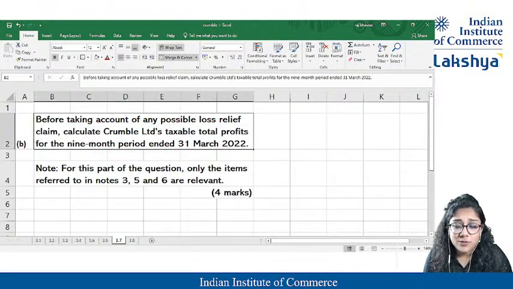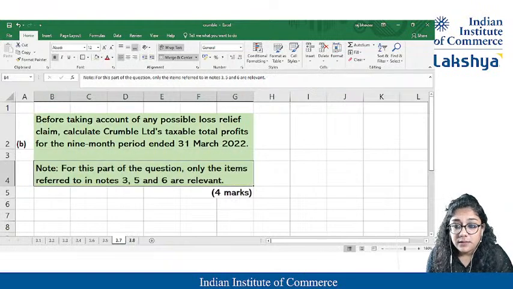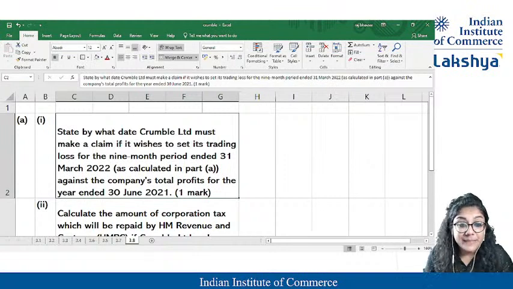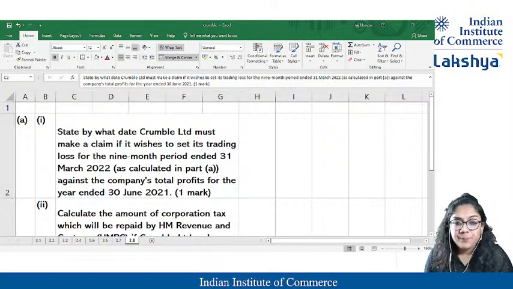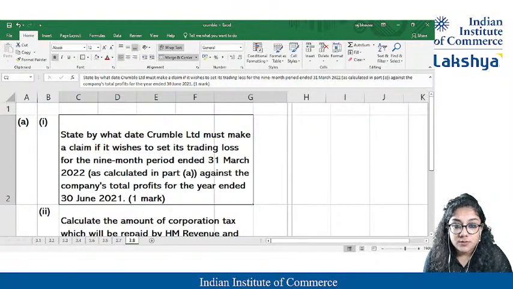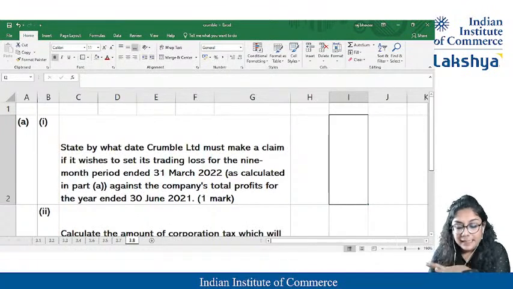Before taking any possible losses. Okay, so now they are telling us to check. Sorry, this question for B is done for 4 marks. We are done. Last: state by what date my company must claim the losses. You remember when we want to claim losses, how many months we can claim losses? By what month can we claim losses? We need to claim the losses, like the due date over here.